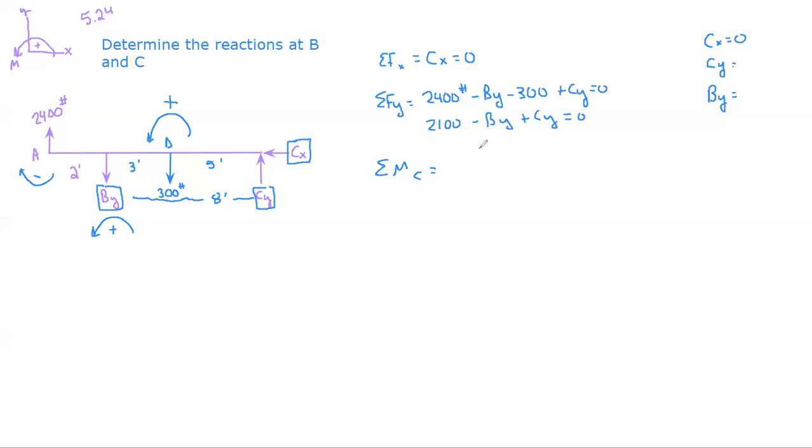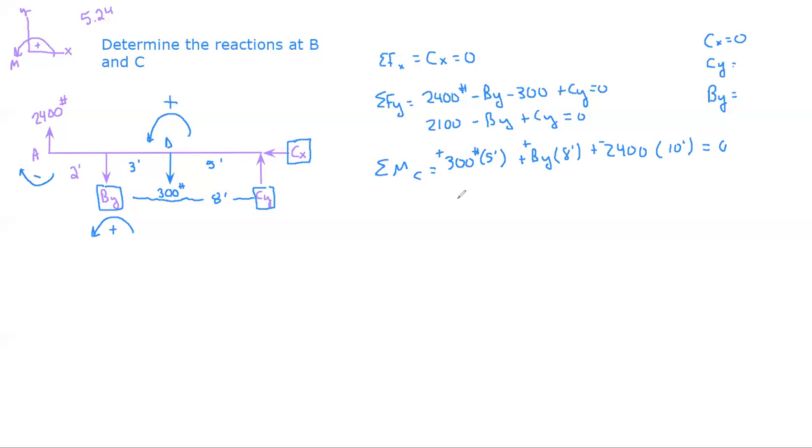So let's grab everything that we need. Point D we said was a player, 300 pounds. It is 5 feet from point C. By is 8 feet from point C. And A is 2,400 pounds, which I think is 10 feet from point C. Of course, that summation is 0. We said that the 300 pound force caused a positive rotation, By was a positive rotation, and 2,400 is a negative rotation.